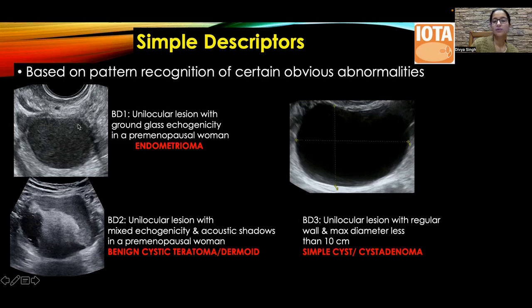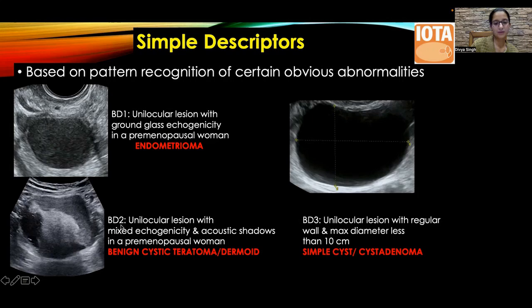So you see here, suppose this is a 35-year-old lady. So what you see here is a unilocular lesion with ground glass contents, smooth inner cyst wall, and this is what an endometrioma looks like. Remember, this is seen in a premenopausal woman.